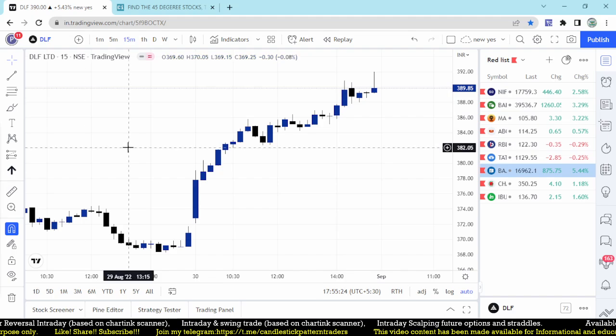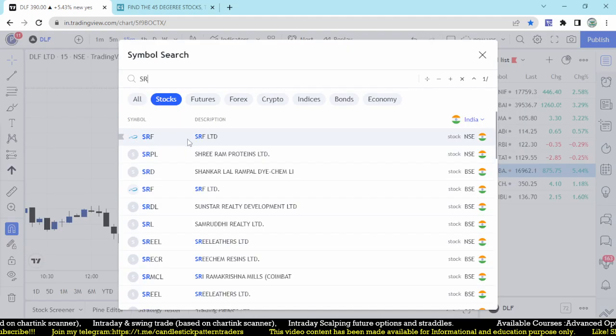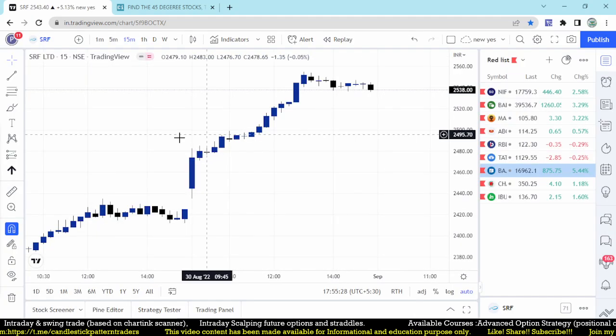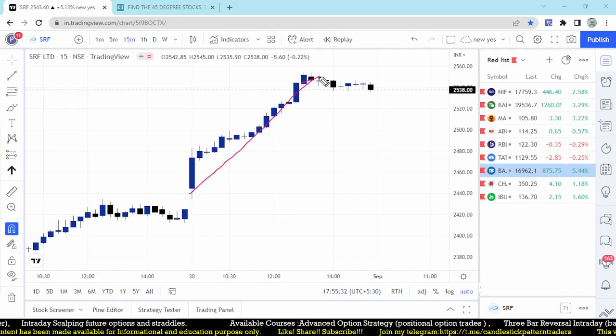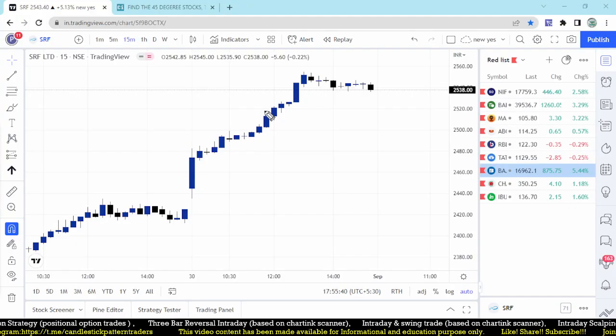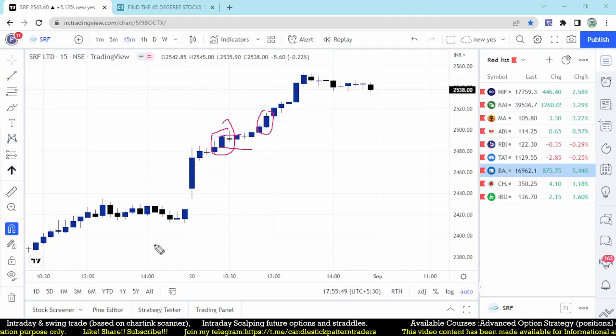DLF, SRF. Some stocks may go down after showing in the list, but you should plan your risk and reward. If the stock isn't available in the first 15 minutes, it may come at this point or at that point. At whatever time you are watching that list, if the stock breaks the high, you can keep the stop loss below the candle low.